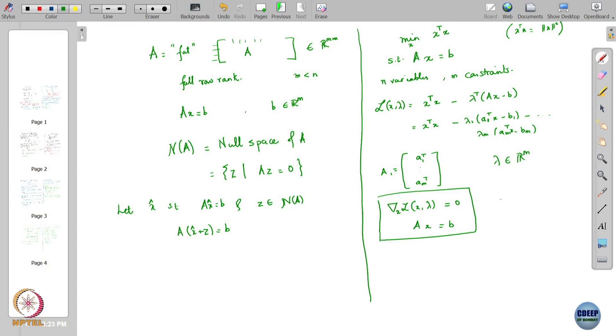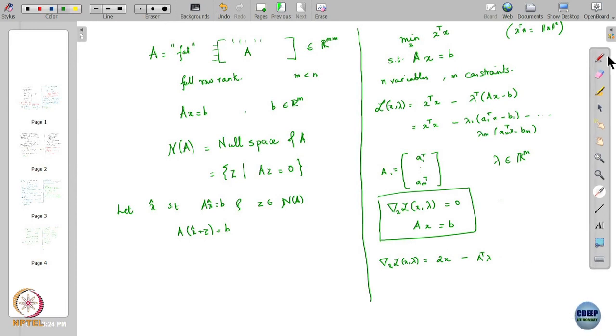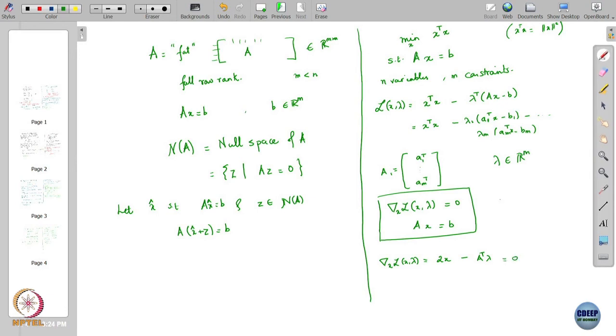Let's calculate the gradient of the Lagrangian with respect to x. What would that be? So it's 2x minus A transpose lambda. This is the Lagrangian, I am taking its gradient with respect to x. You can check this, it is 2x minus A transpose lambda. So I need to put this equal to 0. That gives me that x is equal to A transpose lambda divided by 2.